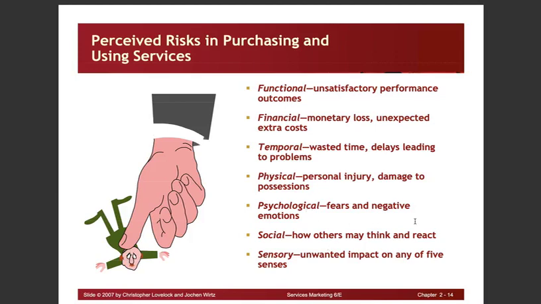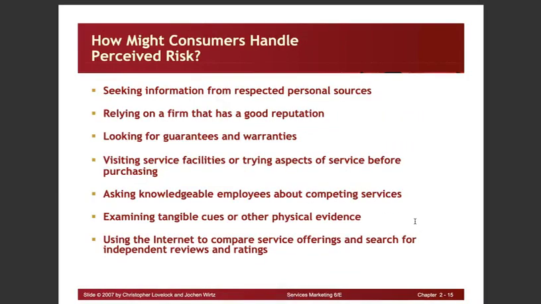Okay, guys, hopefully you got the point. And how might consumers handle perceived risk? They will seek information from respected personal sources. Now it is social media. For example, if you go to an e-commerce platform like Tokopedia and want to buy a product from certain sellers, you go to the comments and also the ratings. This is called seeking information. It is also related to relying on a firm that has a good reputation.